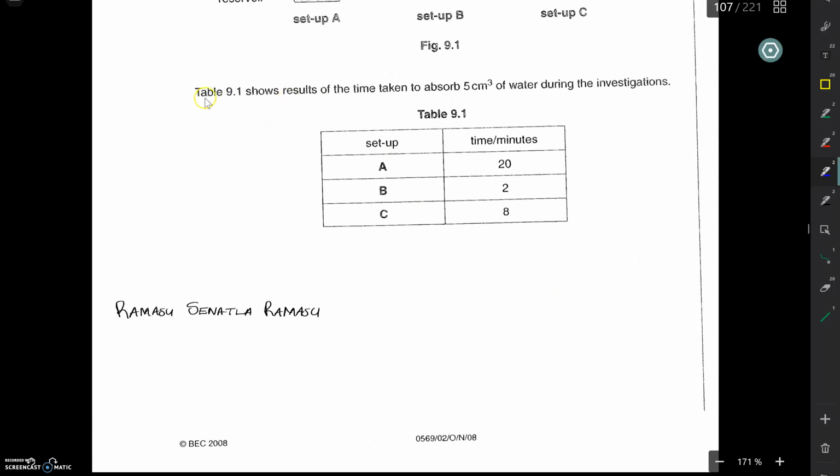Table 9.1 shows results of the time taken to absorb 5 cubic centimeters of water during the investigations. So yes, setup A took 20 minutes, B 2 minutes, and C 8 minutes.